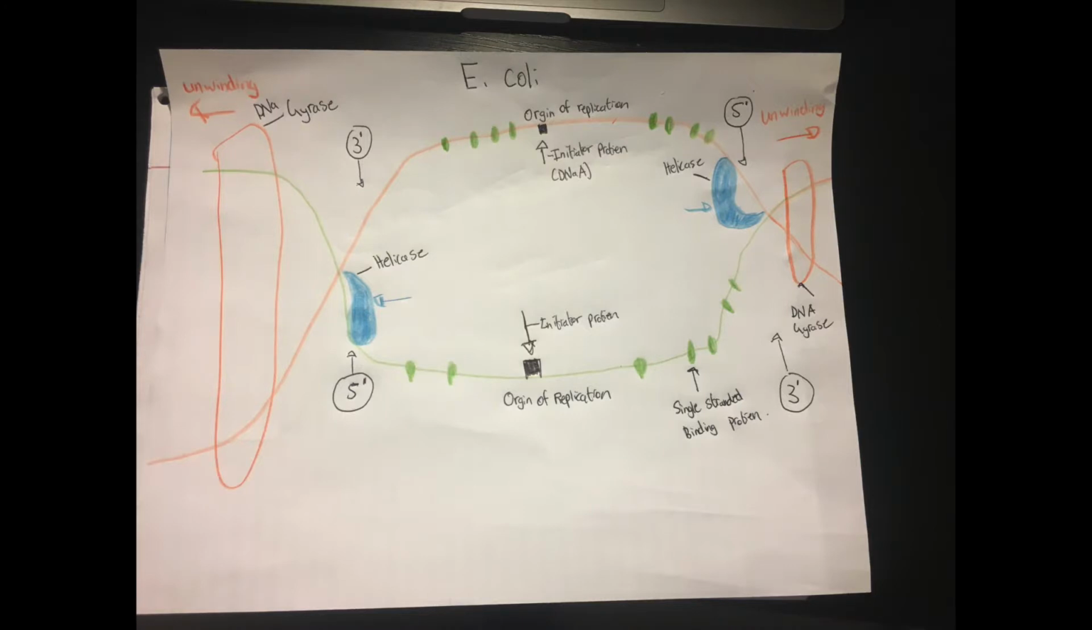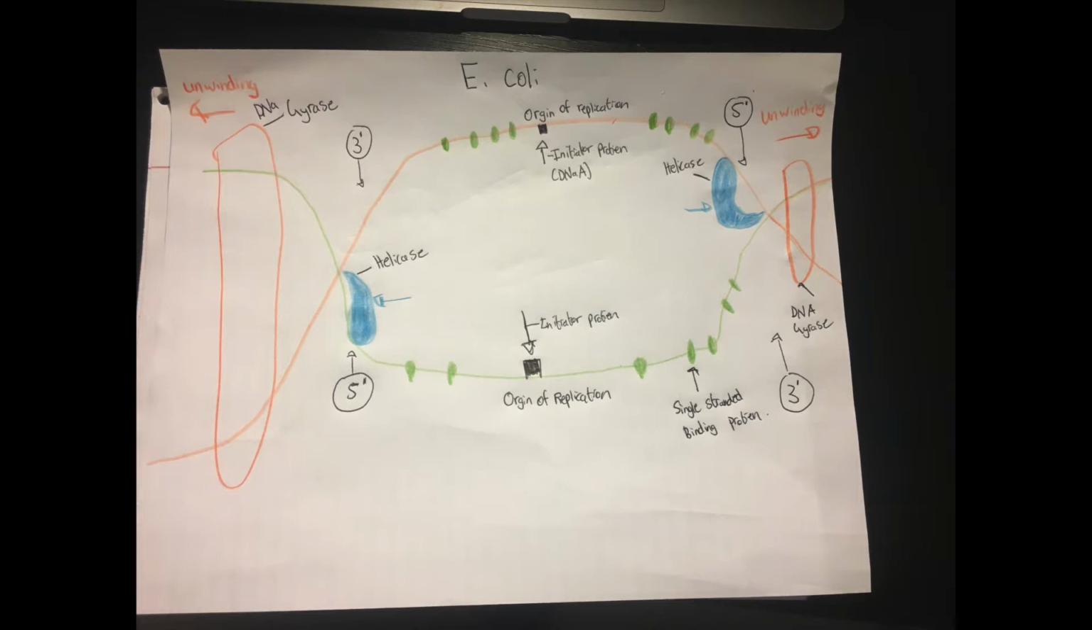Today we're going to look at the process of replication when it comes to prokaryotes. The first part of the replication process is called initiation. This is when the initiator protein binds to the origin of replication, causing a local unwinding and a short stretch of single-stranded DNA.